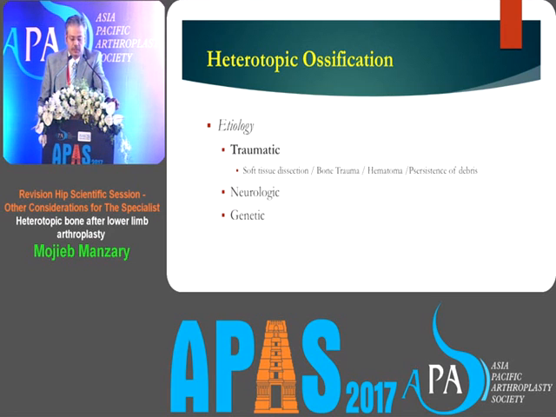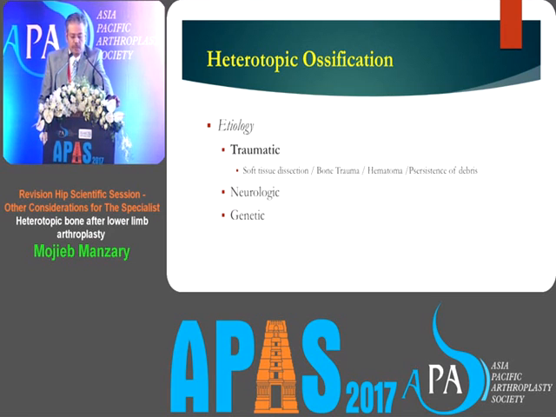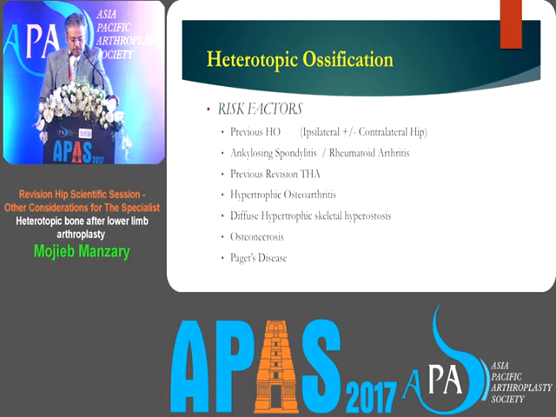The causes are multiple: neurologic, genetic, but the most common and pertinent to our practice is the traumatic. When we do the soft tissue dissection, there is blunt trauma, hematoma, and persistence of debris in our surgical wounds. What are the risk factors? If the patient had previous heterotopic ossification, whether in the ipsilateral or contralateral hip, patients with rheumatoid arthritis and ankylosing spondylitis, patients who had previous revision hip arthroplasty, a hypertrophic version of osteoarthritis, or diffuse idiopathic skeletal hyperostosis, osteonecrosis, and Paget's disease.